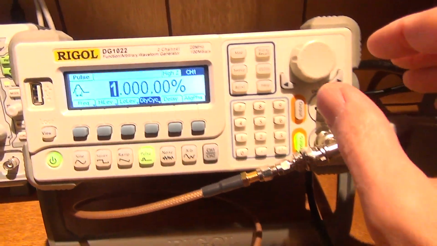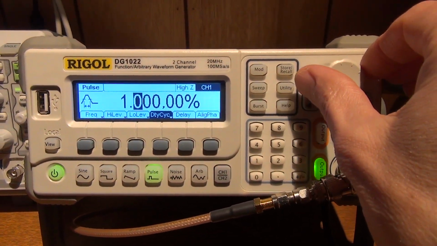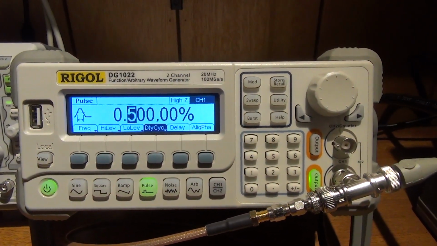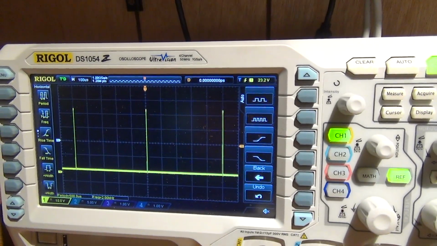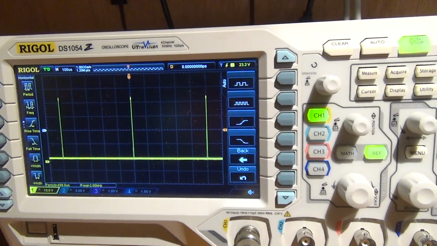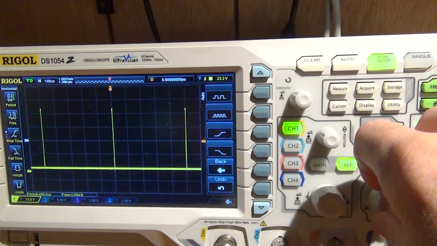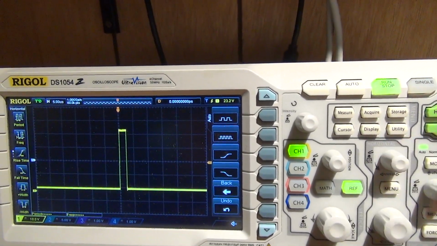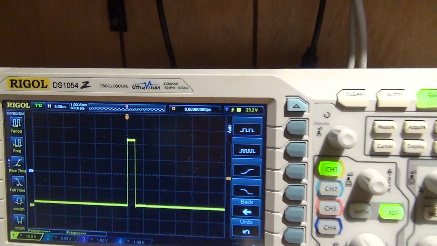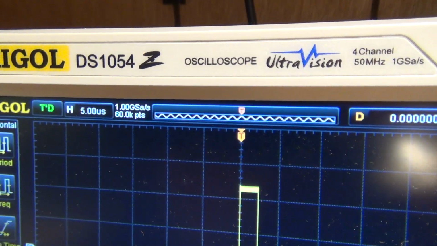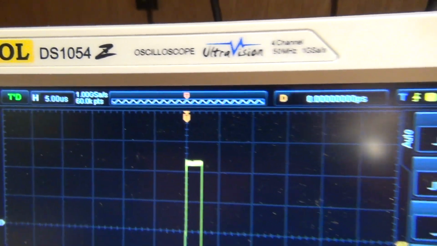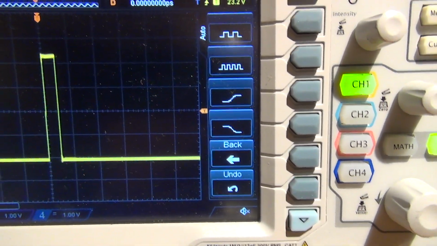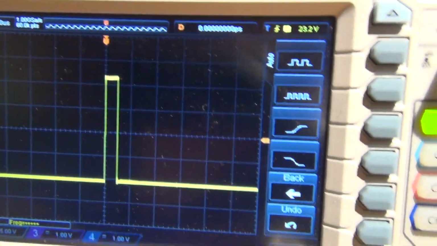Okay, now if I choose to drop this down, let's go to 0.5% duty cycle. And again, these pulses are extremely narrow. I can widen them out a little bit so that we can see here. If you look at this, the horizontal time frame is 5 microseconds. And so we're looking at probably 2.5 or 3 microsecond pulse width.